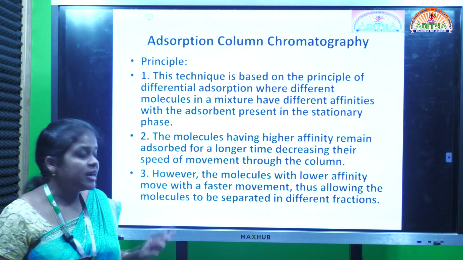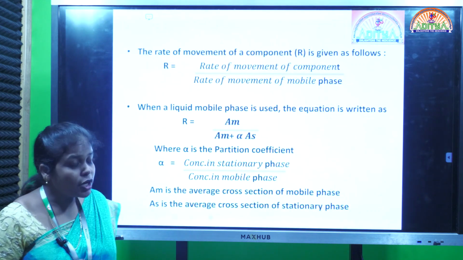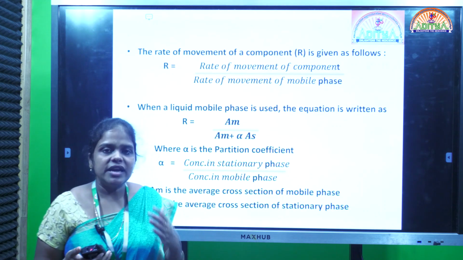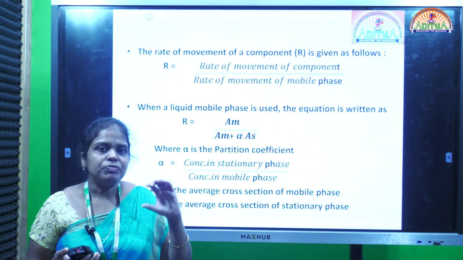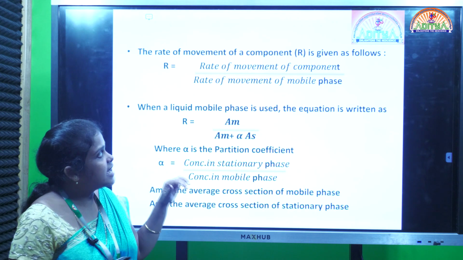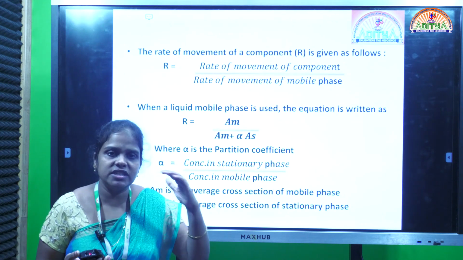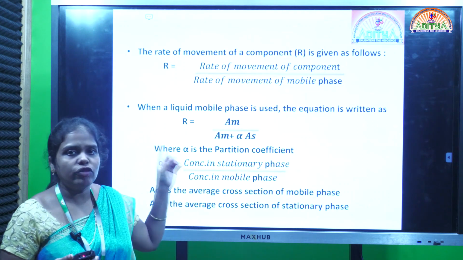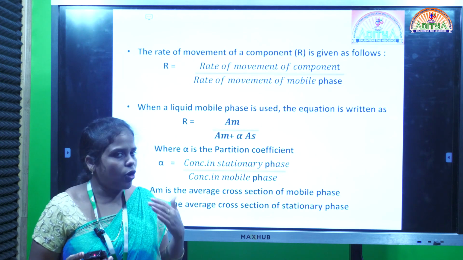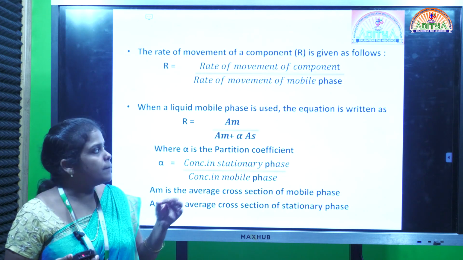Based on this principle, one formula has been given for the rate of movement of the components which are going to be separated. How the movement takes place is defined as R. R is equal to the rate of movement of the component, that means the sample which is separated, divided by the rate of movement of the mobile phase. Already you know mobile phase means it is a movable thing, it will always move. So we are comparing the movement of the sample with the mobile phase.